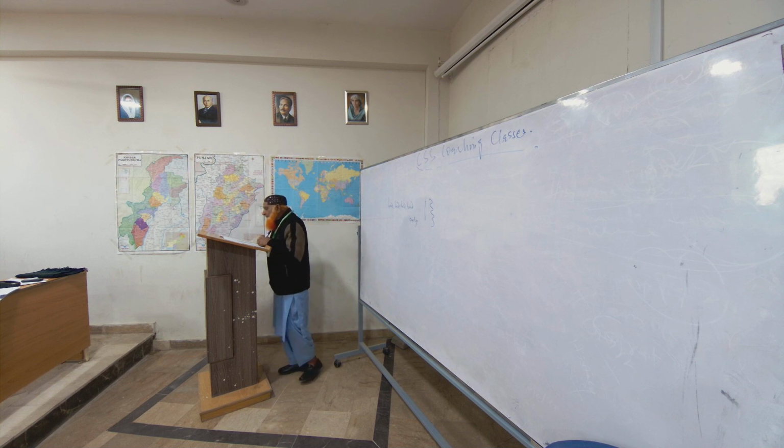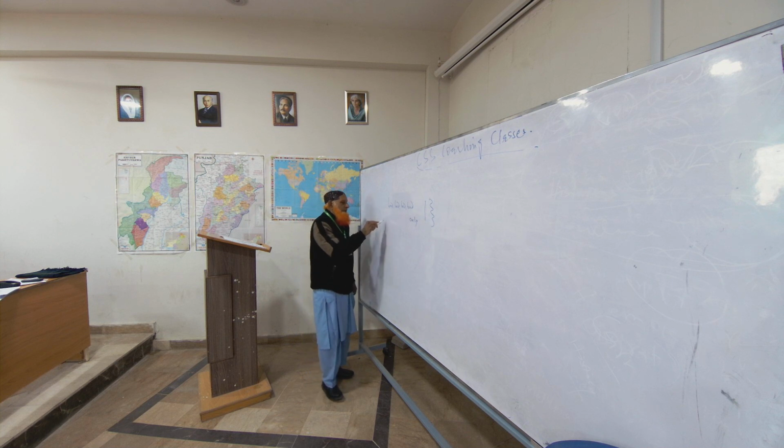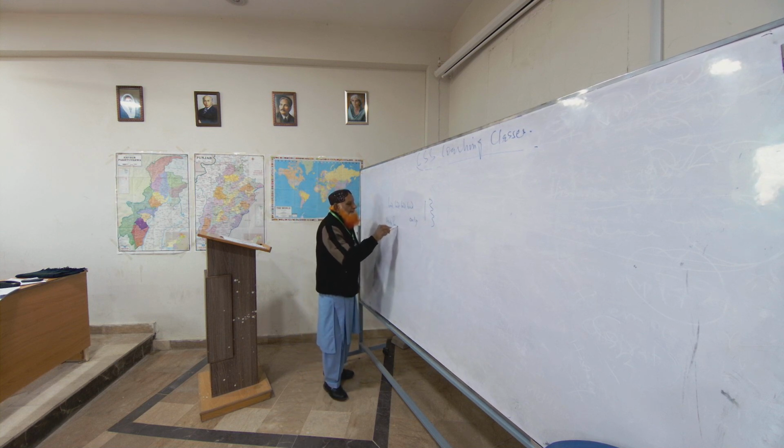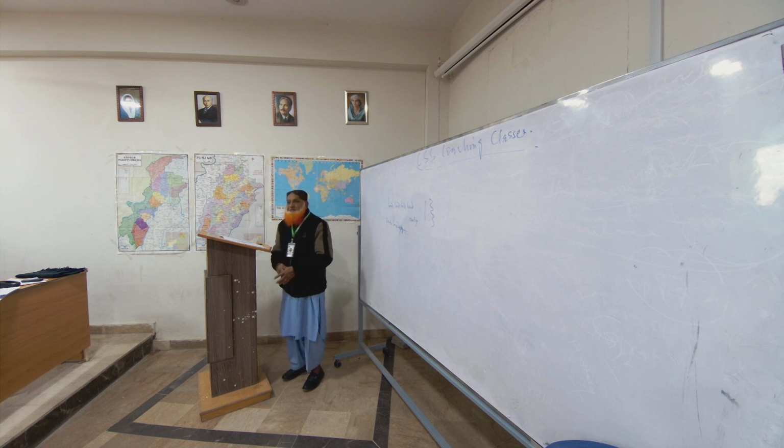Then we have the wrong use of forms of verbs. We have paradigms in verbs. For example, the word paradigm. The dictionary gives two meanings of the word paradigm. One is the best example of something. The other is forms of a word.